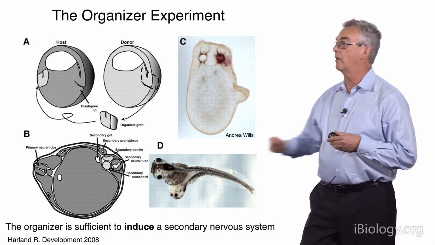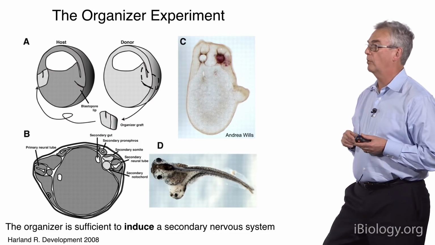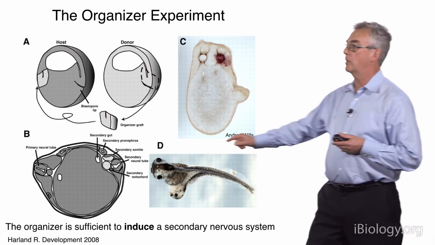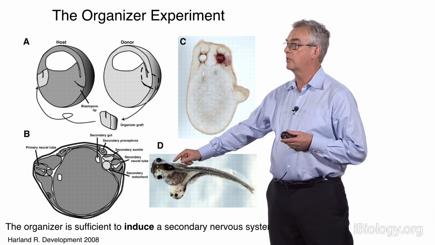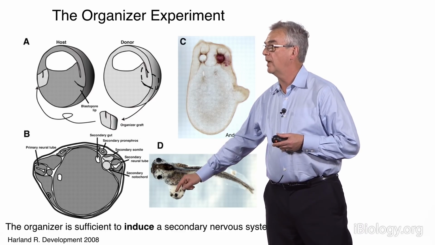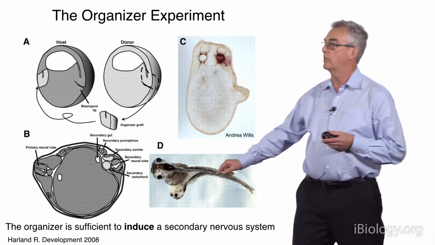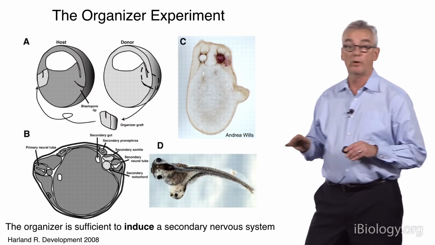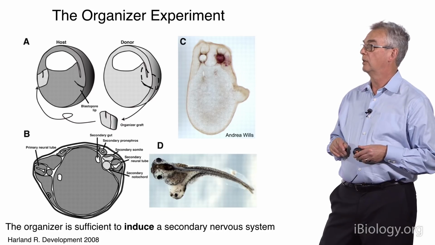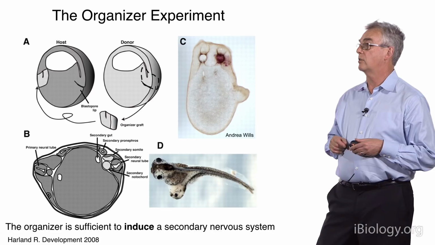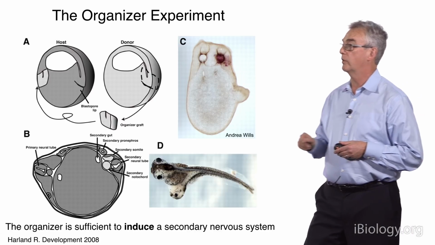And that's shown down here in a representation of this particular one done by Andrea Wills, who was a student with me. So you can see that there's a normal primary axis with a head with two eyes. And then down here there's a secondary axis, which is fused down at the tail, but is a complete, proper, organized secondary axis. Now the important thing was, since they were using marked tissues, they could tell what is the contribution of the graft and the host.